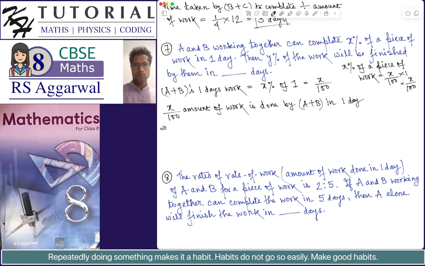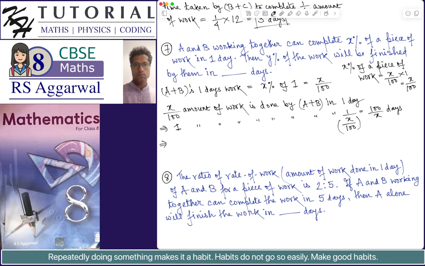This implies one amount of work is done by a plus b in 1 by x by 100 using unitary method, which is equal to 100 by x days. That is, the whole work is done by a plus b in 100 by x days.